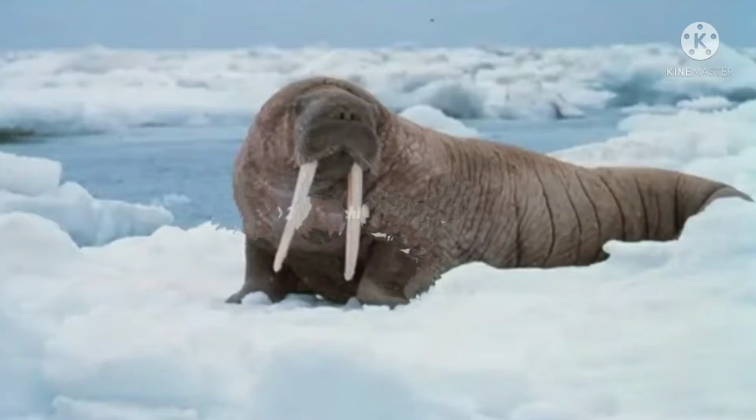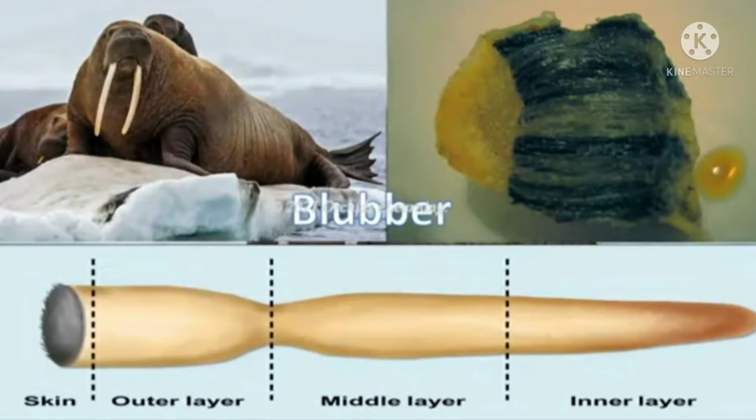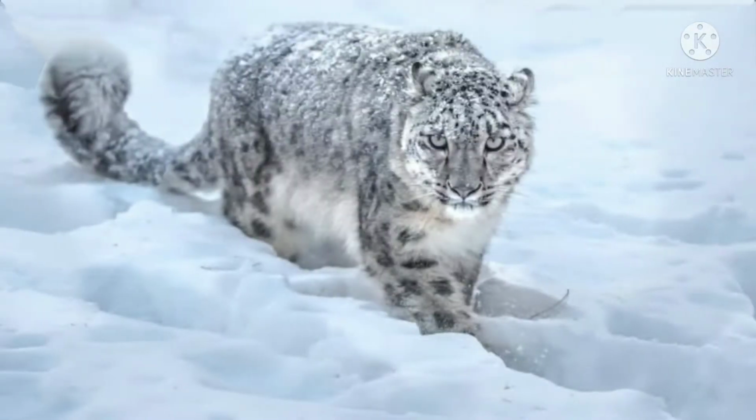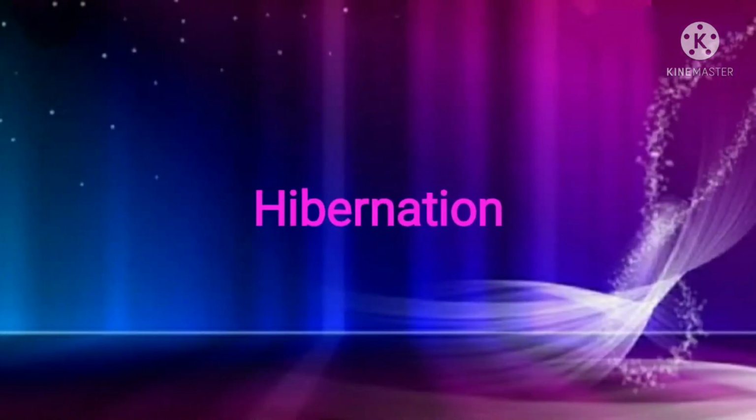Children, how are these animals adapted to live in these conditions? They have a thick layer of fat called blubber under their skin to keep their body warm. Animals that live in very cold places have thick fur on their body which protects them from the cold. Next we can learn about hibernation.